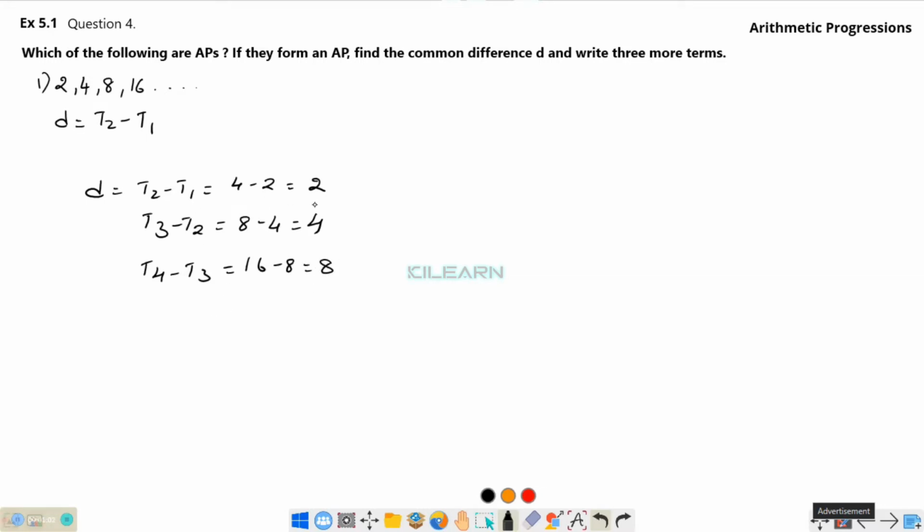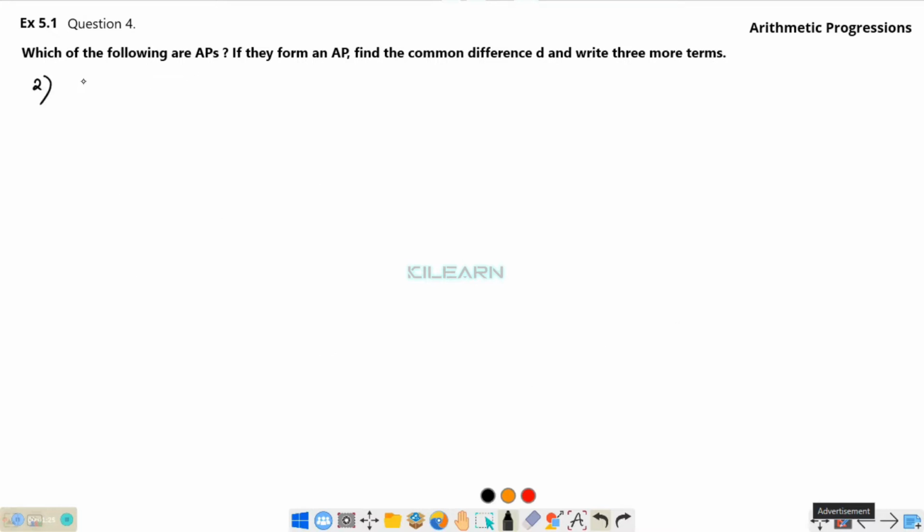Now by looking at this itself, we can say that the differences are not the same. Therefore, the given sequence is not an AP.